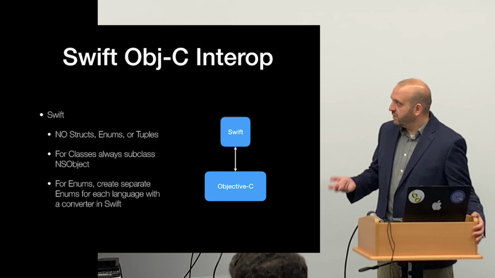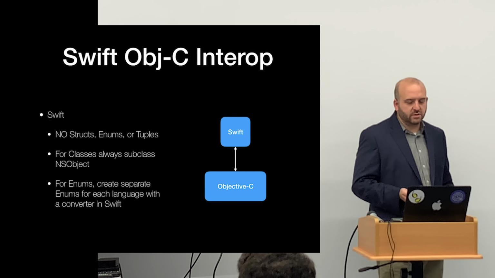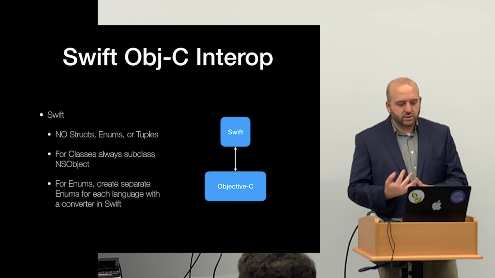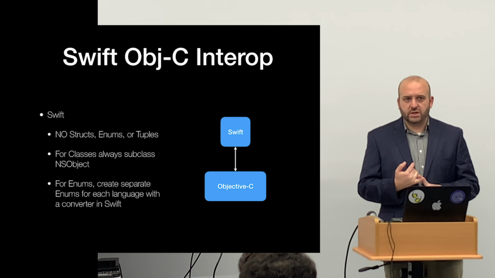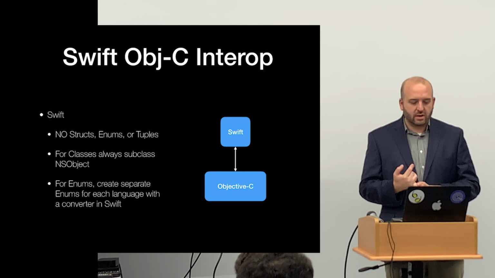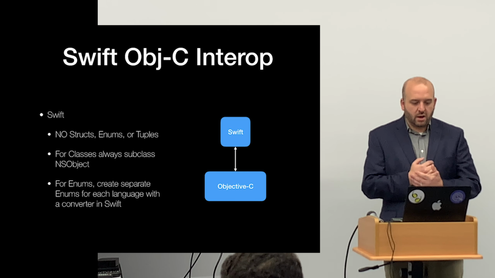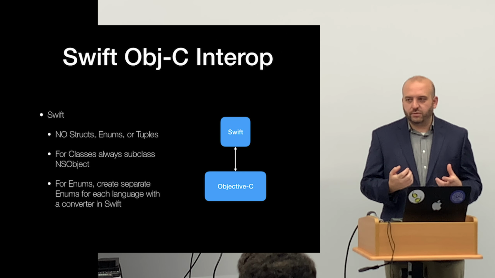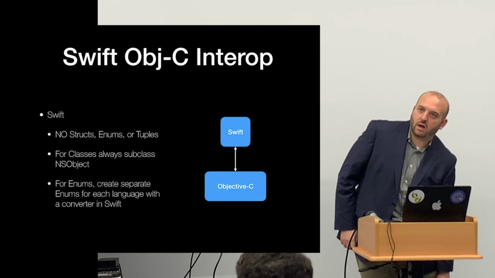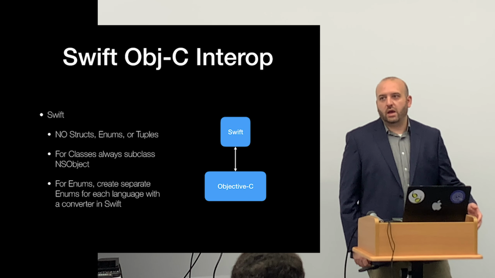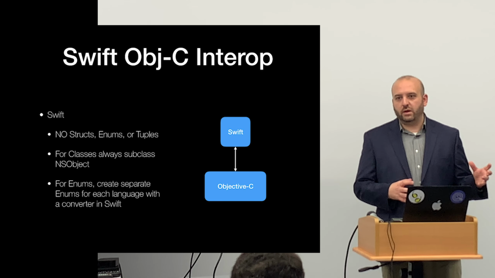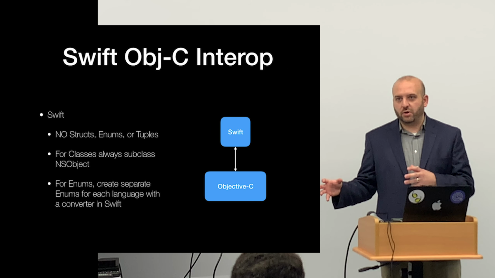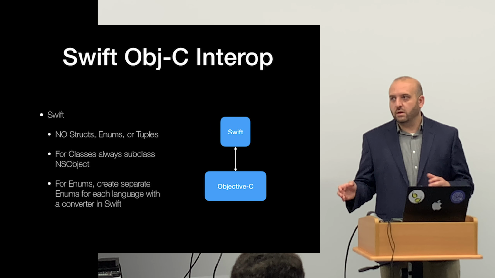So some things to know. Objective-C doesn't support structs or enums or tuples. Everything pretty much has to be a class, its subclasses, and its objects. And the Swift enums don't work in Objective-C. So what I ended up doing in a lot of cases, I'd create an enum in Swift and also the enum in Objective-C separately and make sure that those two can convert either way.